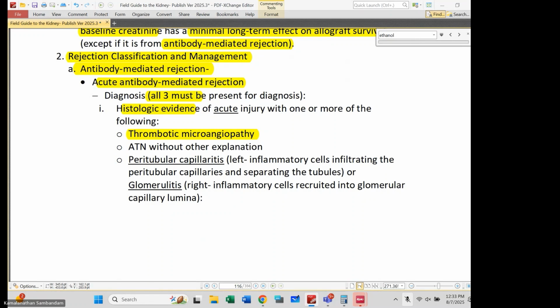Remember, RAPA can do this as well, a thrombotic microangiopathy. Okay? ATN with no other explanation. That's unsatisfying, but it's in the list of possibilities of histologic evidence of AMR. The more common thing that we see is the so-called peritubular capillaritis and glomerulitis. So these two things aside, this is where your attention should be: peritubular capillaritis and glomerulitis. What is peritubular capillaritis?